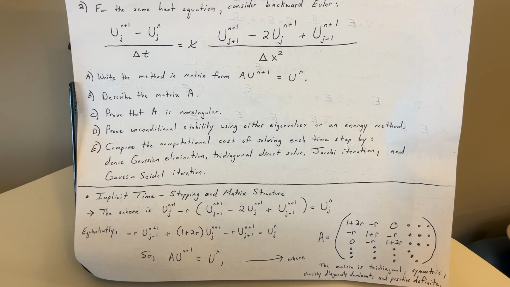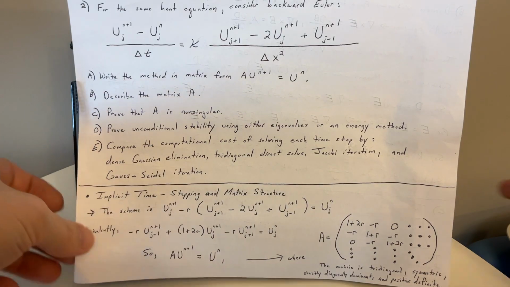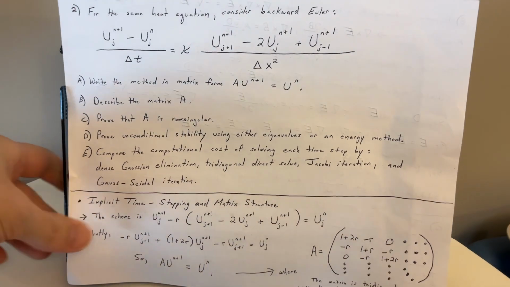In Part D, compare the computational cost of solving each time step by dense Gaussian elimination, tridiagonal direct solve, Jacobi iteration, and Gauss-Seidel iteration. Okay, so this is an implicit time-stepping matrix structure problem here.